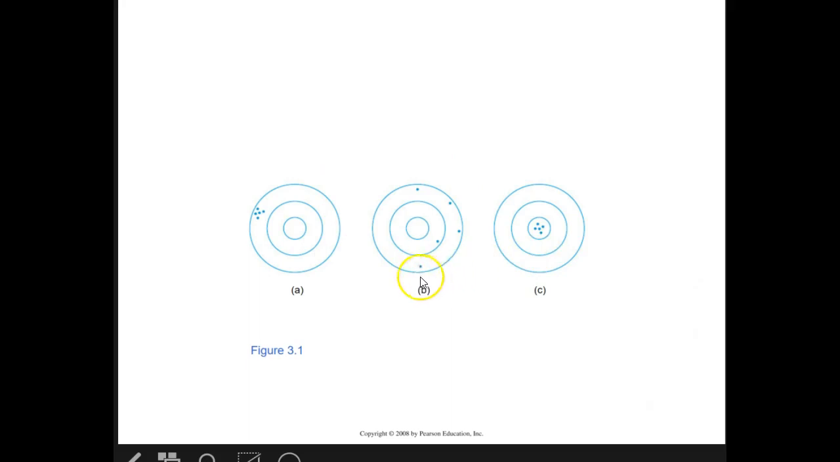And B is really a low accuracy, low precision type of situation. Low precision because the shots are very far apart. Low accuracy because they are not in the bullseye.